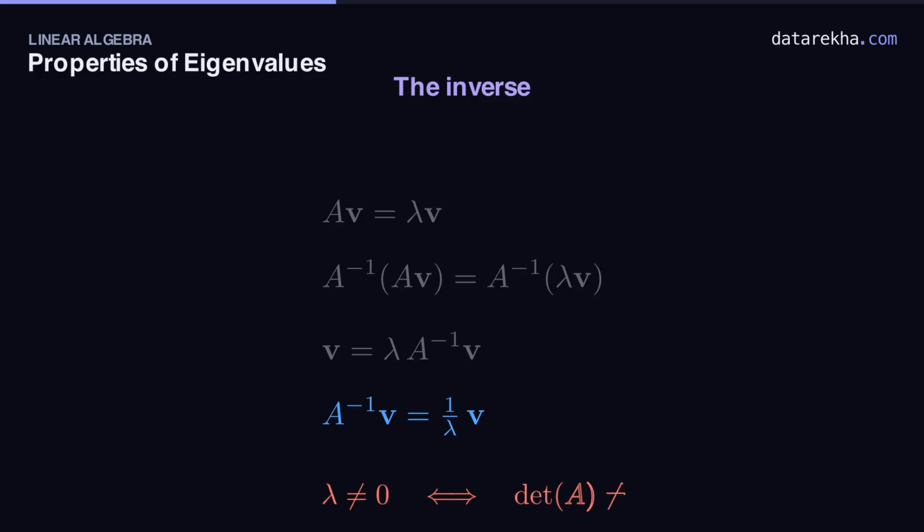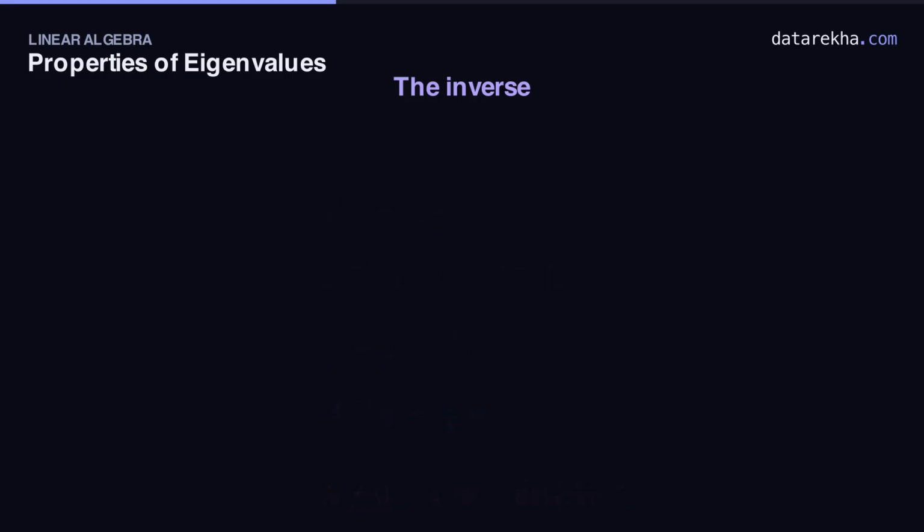One caveat, and it matters. This only works when lambda is not 0. But a 0 eigenvalue would make the determinant 0. And then A has no inverse at all. So for an invertible A, no eigenvalue is ever 0, and every reciprocal is safe.